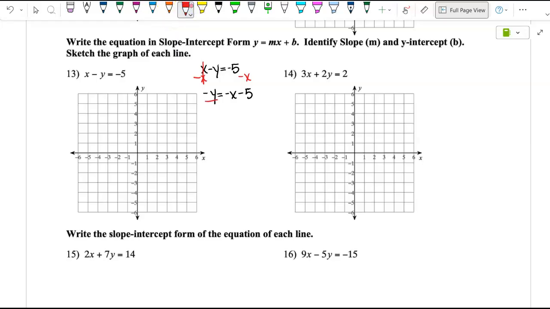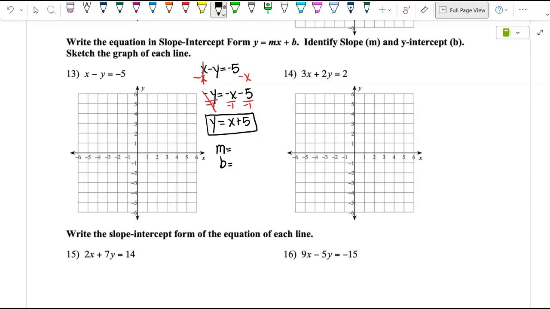Then I'm going to divide each term by -1. So I have y equals -1 divided by -1 is positive 1x. -5 divided by -1 is plus 5. So the equation is y equals x plus 5. That's what they're asking me to graph. Now I have to identify my slope and my y-intercept.